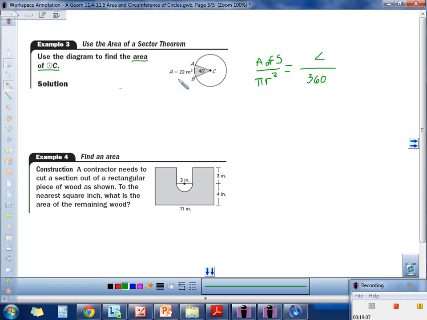We got to use what we know to plug into that formula. What could we plug in? Oh, we know the area of the sector. It's 22. That's a little bit different. We haven't seen that yet. Do we know anything else? Oh, we know the angle. Is that 45 or 46? 45. Now let's read the question one more time.